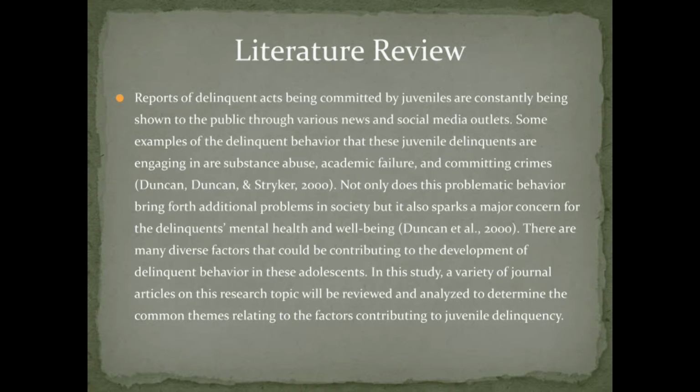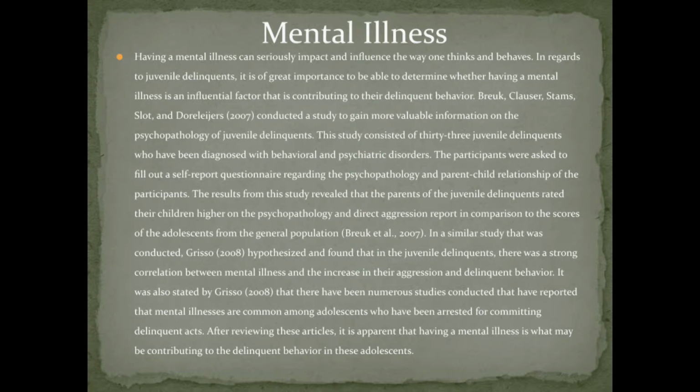There are many diverse factors that could be contributing to the development of delinquent behavior in these adolescents. In this study, a variety of journal articles on this research topic will be reviewed and analyzed to determine the common themes relating to the factors contributing to juvenile delinquency. Alright, so the first factor that we'll be focusing on in this literature review is mental illness. Having a mental illness can seriously impact and influence the way one thinks and behaves. In regards to juvenile delinquents, it is of great importance to determine whether having a mental illness is an influential factor that is contributing to their delinquent behavior.